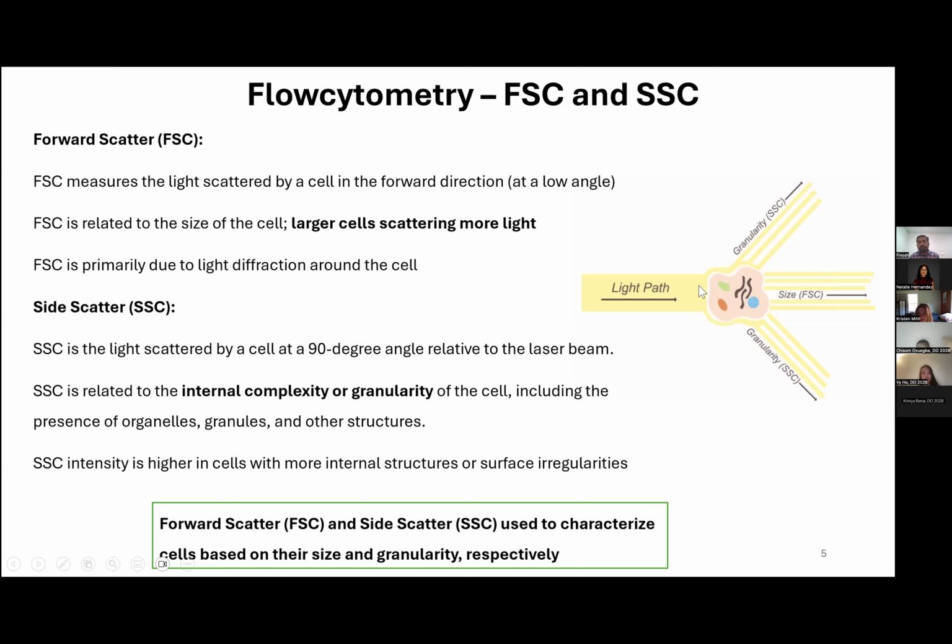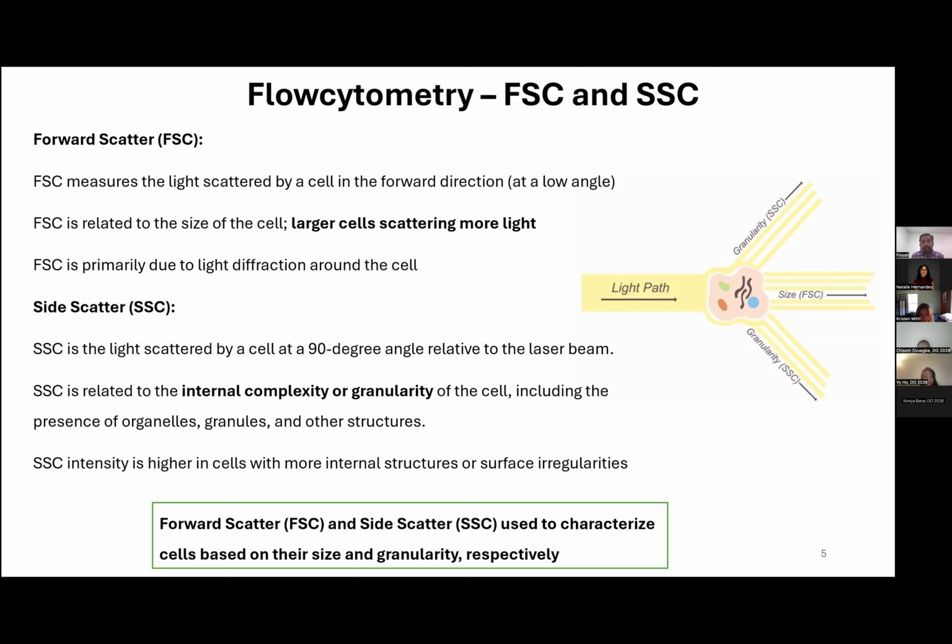One set of scattering is called forward scattering, where the light will be scattered towards the forward direction. If you see this picture, you can see the light path is coming and hitting the cell. In FSC, the scattered light moving towards the forward direction will be captured. This gives an idea regarding the size of the cell. So forward scattering is related to cell size, because larger cells can scatter more light and smaller cells scatter less light. Accordingly, it will calculate the size of the cell.